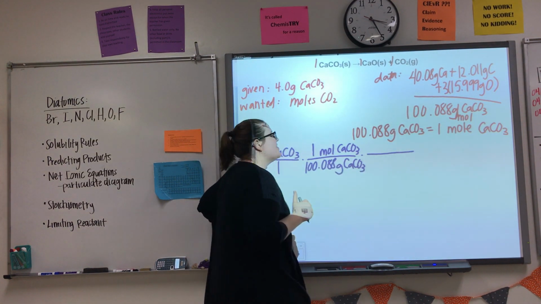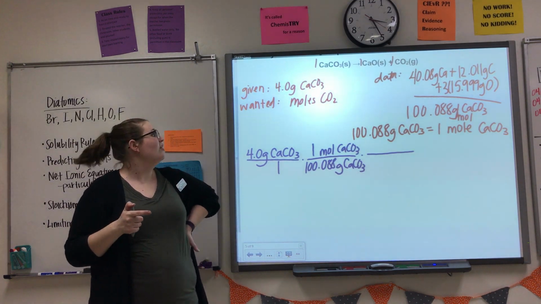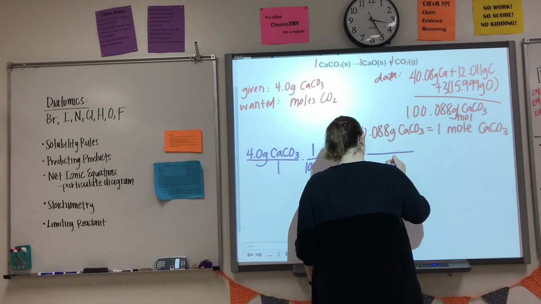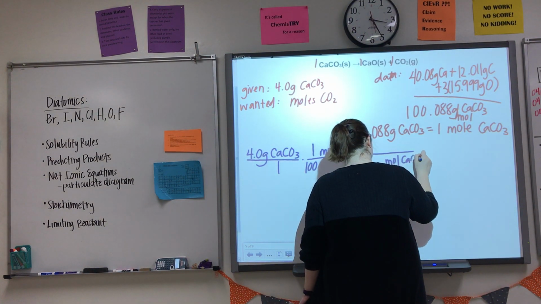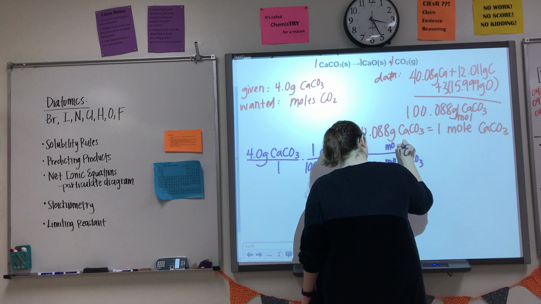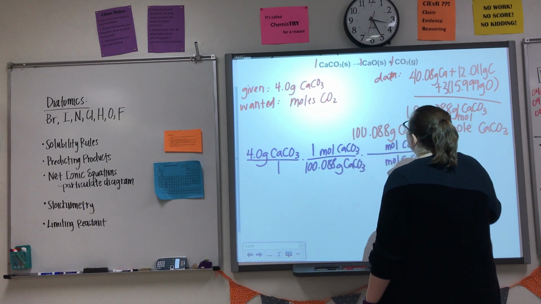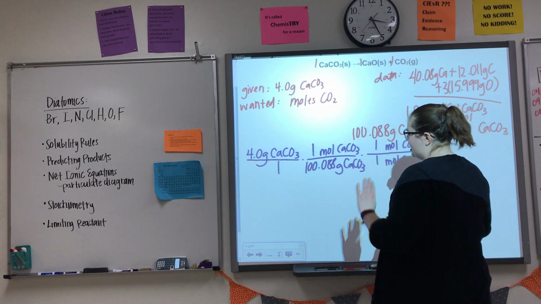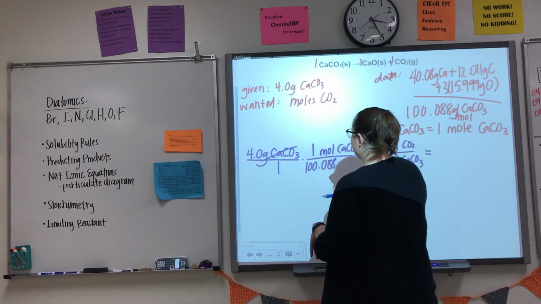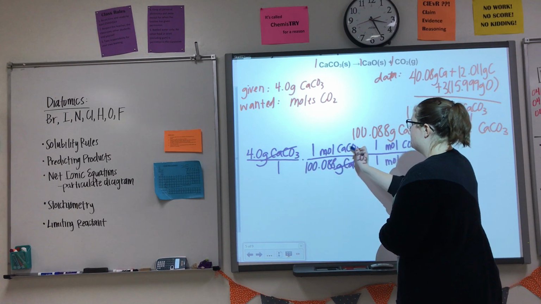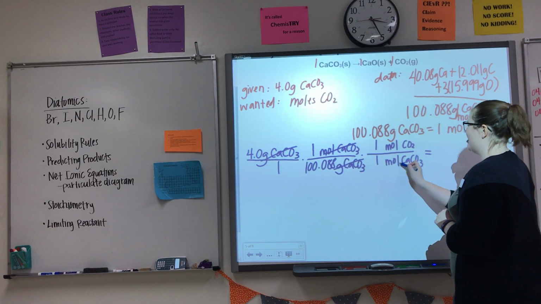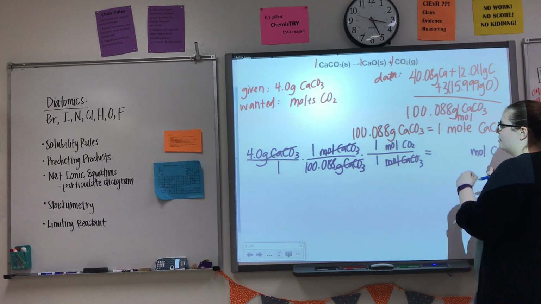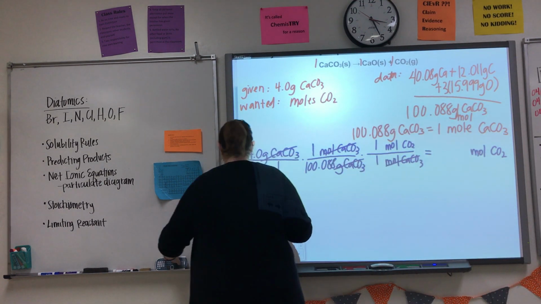So now I have moles of CaCO3 and I want moles of CO2. Good thing I have this balanced chemical equation and I can do that mole to mole ratio. So moles of CaCO3 goes on bottom and moles of CO2 goes on top. Okay, so that's a 1-to-1 ratio. I'm going to go ahead and cancel my units out first this time. So grams CaCO3 are on top and bottom. Moles of CaCO3 are on top and bottom. And I end up with moles of CO2, which is exactly what I wanted.